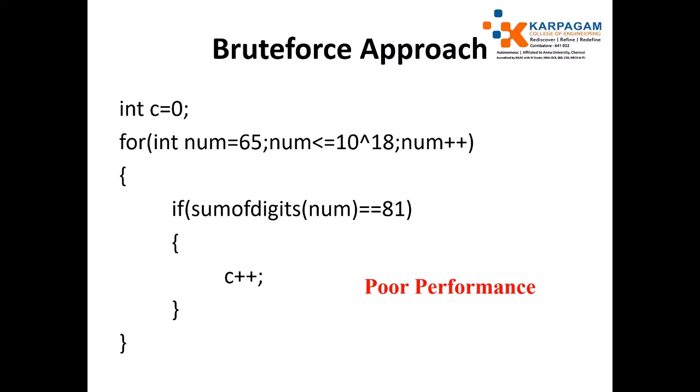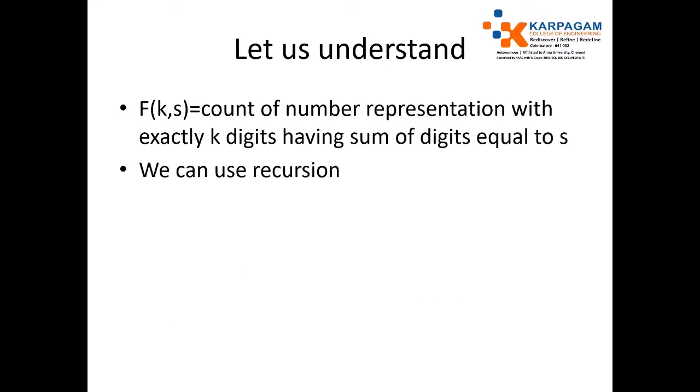So we can solve this problem by using the dynamic programming concept, particularly the digit dynamic programming concept. Before applying dynamic programming, we need to solve the recurrences. We need to identify the recurrence equations for solving this problem. Let us understand, consider the function to find the number of values whose sum of digits equals 81.